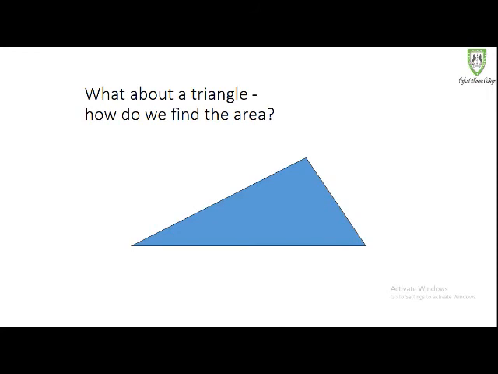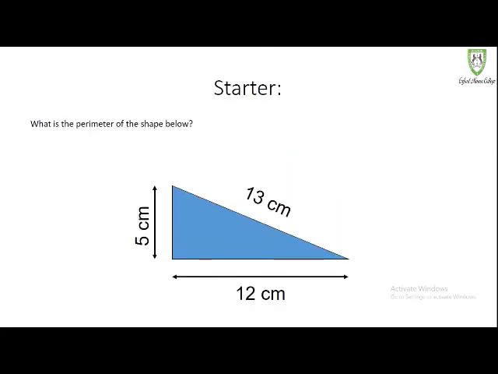Okay, how do we find the area of this shape below? This is a scalene triangle. Alright, good. Our starter: we have to find the perimeter of this shape.